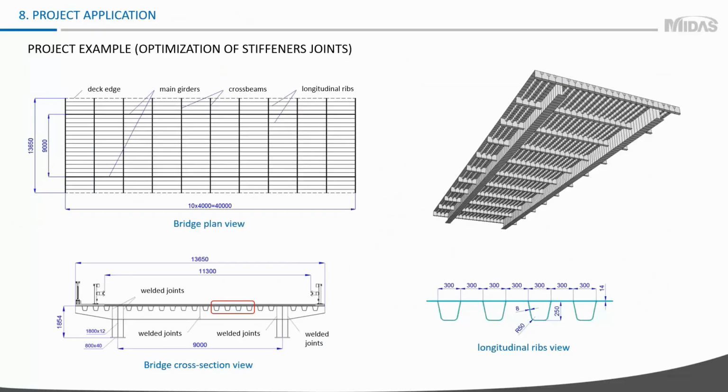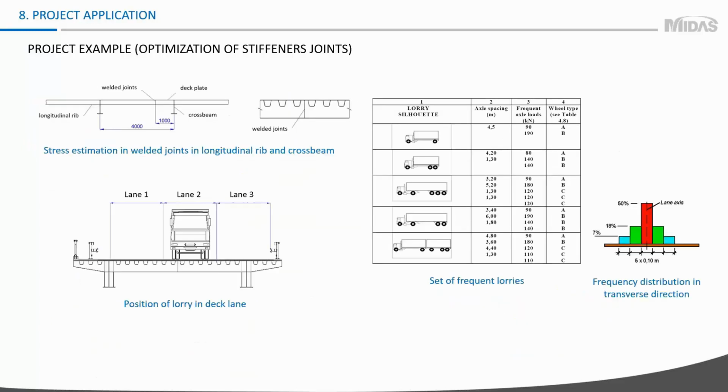Now, the final part of the webinar. I'd like to show you an example where the described model and background were used in practice. On this slide you may see a single span plate girder bridge with an orthotropic deck, and this deck has closed type longitudinal ribs. The purpose of this analysis is optimization of welded joints rib to rib in the panel and welded joints in cross beams.